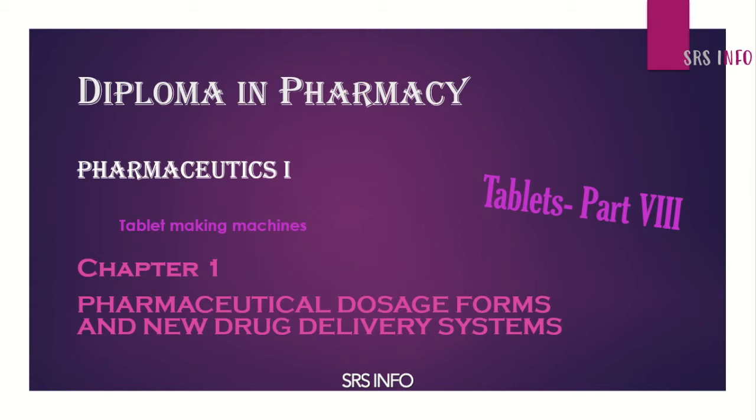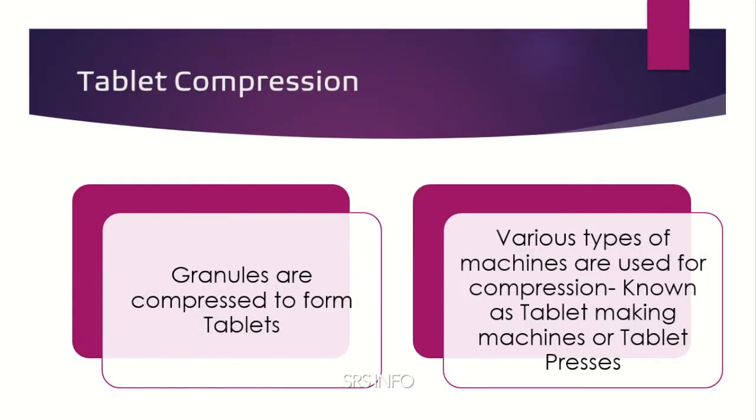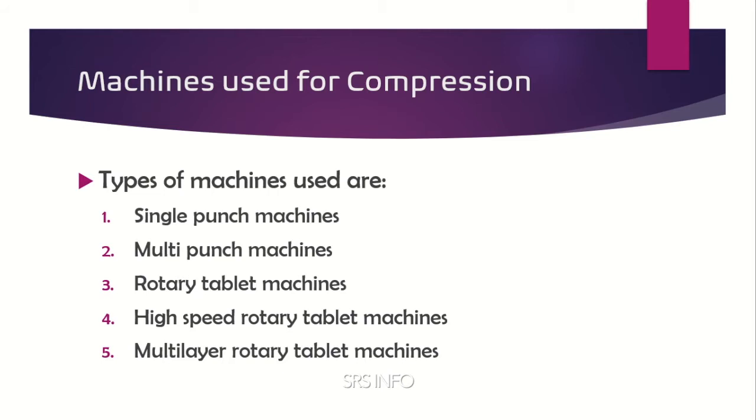Today we will discuss the machineries used for tablet preparation. We have thoroughly studied that tablets are prepared by the compression of granules. For this compression, different types of machineries are used, mainly known as tablet making machines or tablet presses. There are mainly 5 types of machines used for tablet compression: single punch machines, multi-punch machines, rotary tablet machines, high-speed rotary tablet machines, and multi-layer rotary tablet machines.